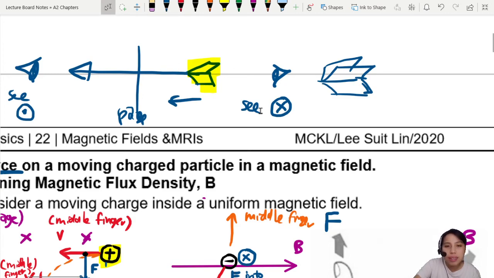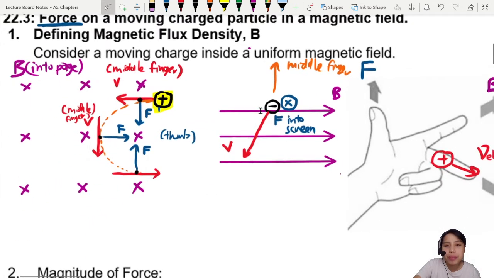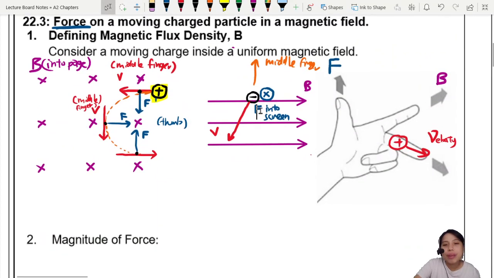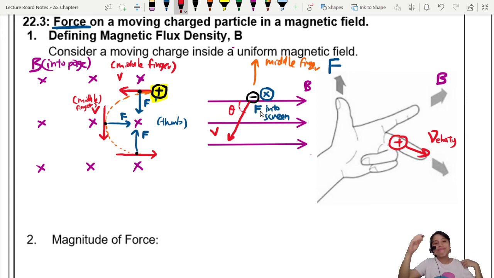So you see an X, the back end of the arrow. That one's more on the challenge side because it's negative and also at an angle. You see the velocity, and theta.